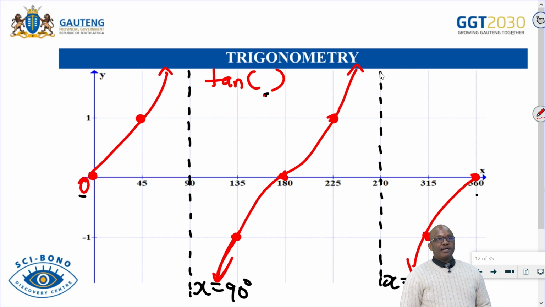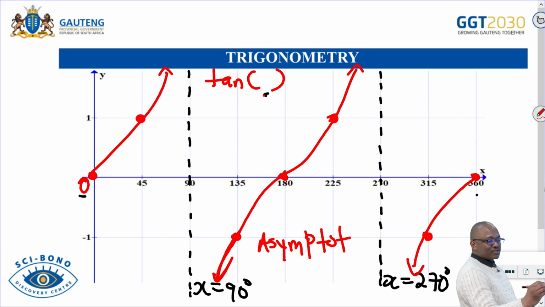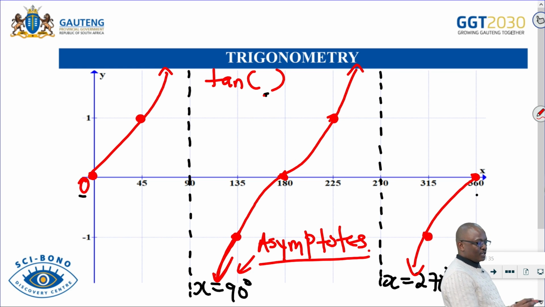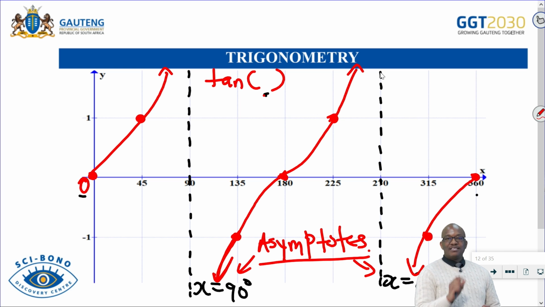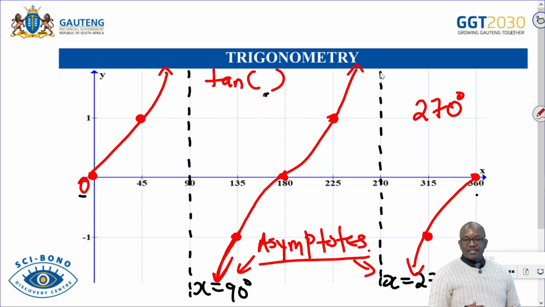So now, with tan, the things that they are going to ask you is to give us the equation of the asymptote. So the equation of the asymptote is x is equal to 90 and x is equal to 270. That is the equation of the asymptote. And avoid just saying 270. If you just write 270, we know that the asymptote is at 270.